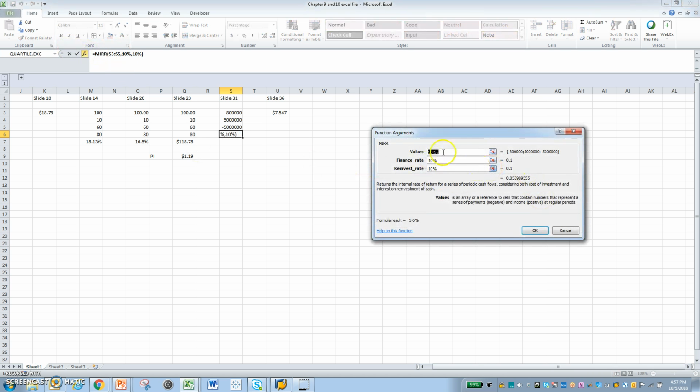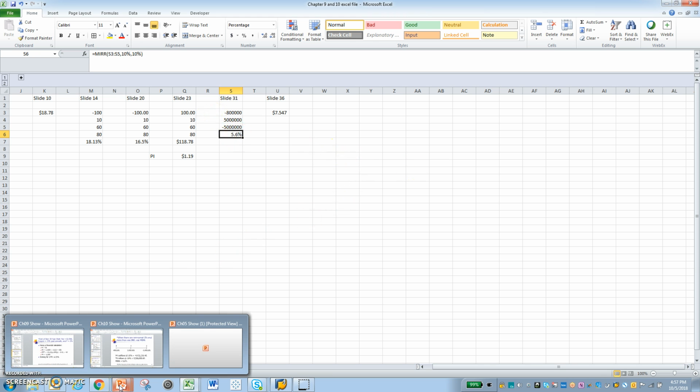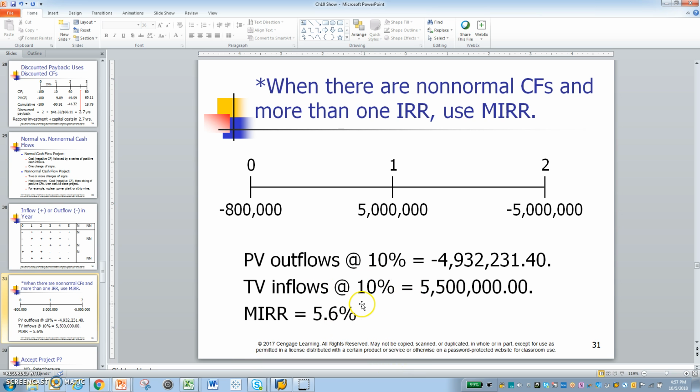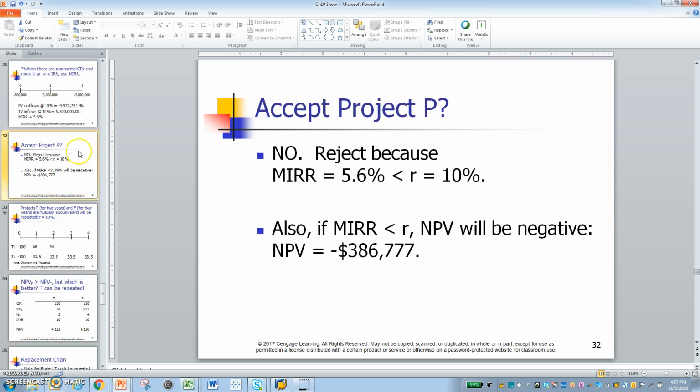So we've got the values. We're going to grab those numbers. We've got our finance rate and our reinvestment rate, which is 10%, and that's going to get us to the 5.6%, which is right here. So real quick and easy in Excel, you can get to that answer as well. Alright. So, do we accept the project? No, we reject it because the modified internal rate of return is less than the standard rate. That would basically mean the net present value is negative, so that's a big no.